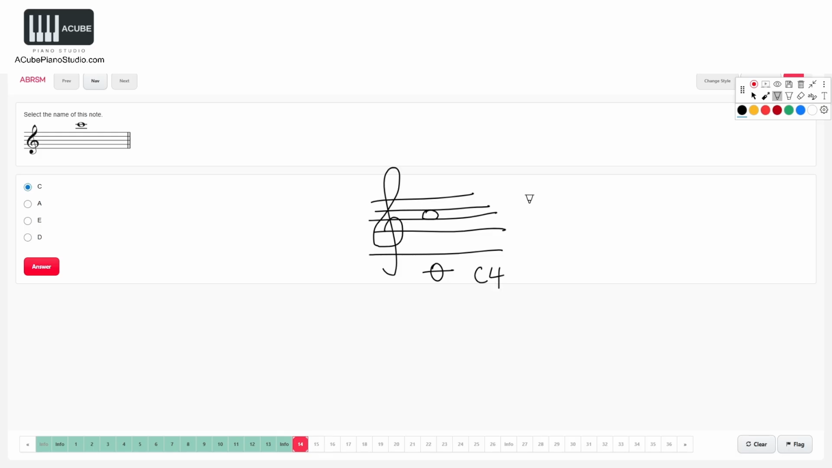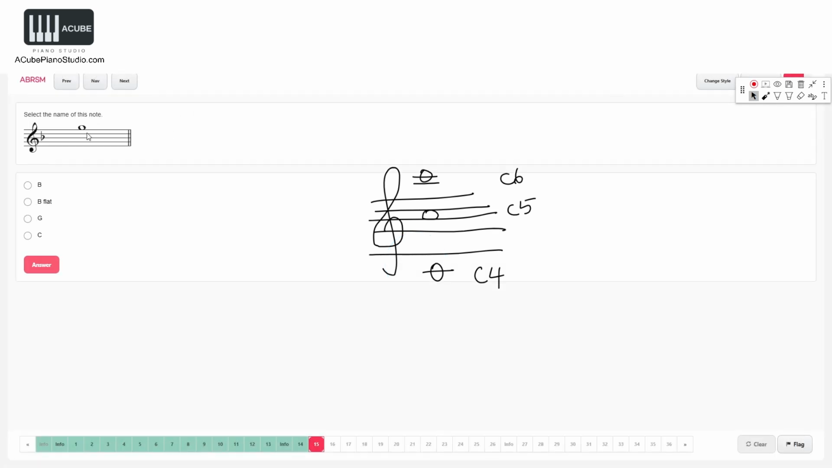This is the C that is 1 octave higher than middle C, which is C5. And this is C6, which is the C that is one octave higher than C5 or 2 octaves higher than C4. So this is C6. So therefore, the name of this note is C. If there are other notes, you just count from one of these notes here.